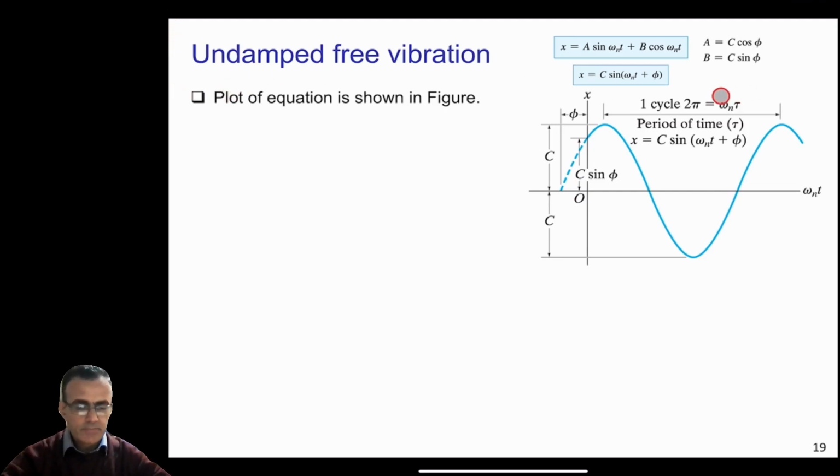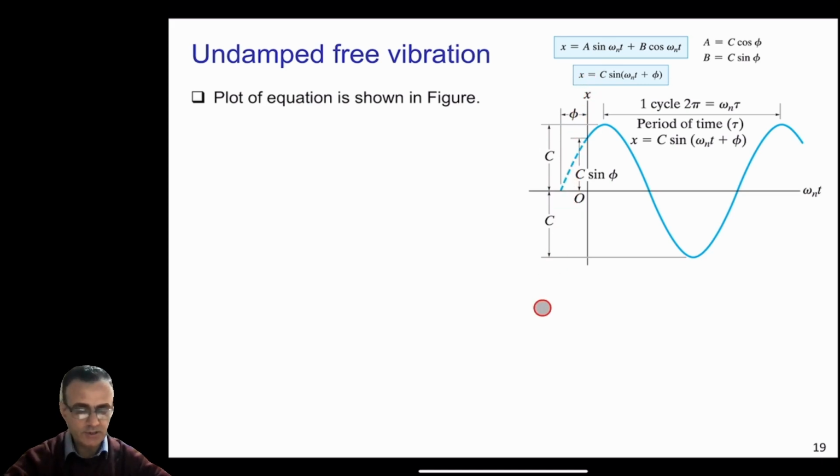Okay, so these equations that we just discussed previously. So x is a sine omega nt plus b cos omega nt, and we can also represent this by c sine omega nt plus phi. And we showed that a is equal to c cos phi and b is equal to c sine phi. Now, obviously, this is hard to represent graphically, and therefore we express this equation in this form here. Because it is only one sine function, we can represent this graphically.